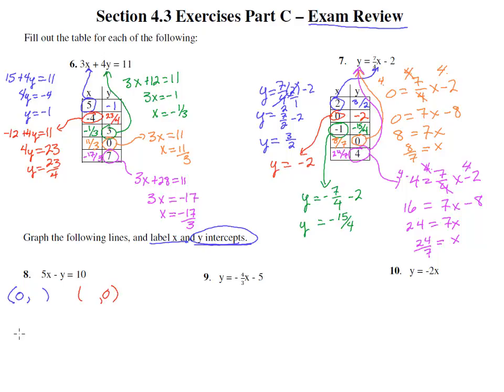Stick in 0 for x, and we get 5 times 0 is 0 minus y equals 10. Oh, divide by -1. That was a nice one. Y is -10. And when we do the x-intercept, we stick in y is 0, and we get 5x minus 0 equals 10. Divide by 5, and we get x equals 2. So we get 2, 0. So the graph of this then looks like 0, -10 is way down here. 2, 0 is right about here. And there's our line with the x and the y intercepts right there.